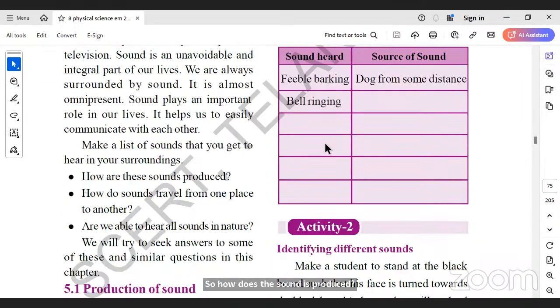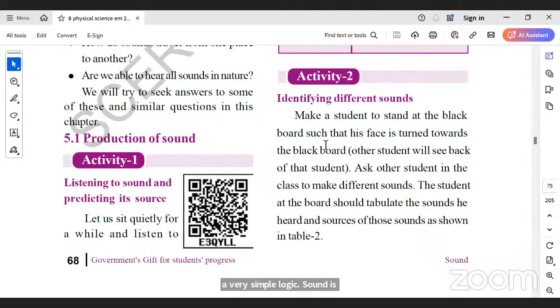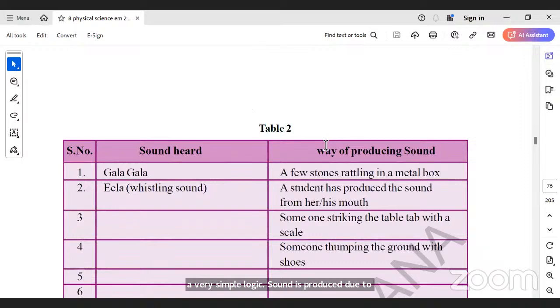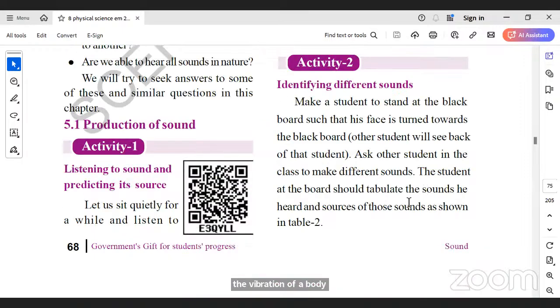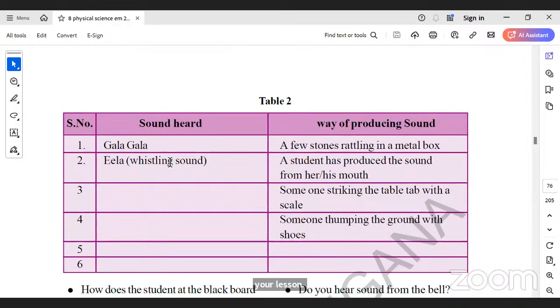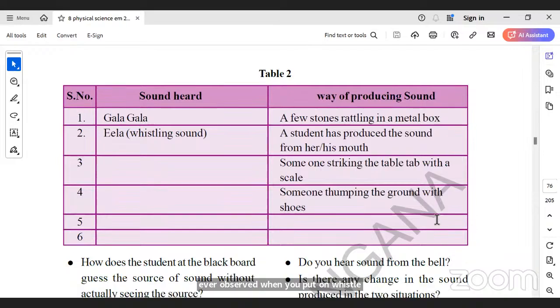A very simple logic: sound is produced due to the vibration of a body. To understand that, Activity 2 has been organized in your lesson. They are asking you to observe which part of the thing producing sound is vibrating, or what it is doing. The gala gala sound is from the stones rattling in a metal box. A whistle, a student has produced sound from her mouth. Have you ever observed that when you blow a whistle, the air vibrates near your mouth, lips?